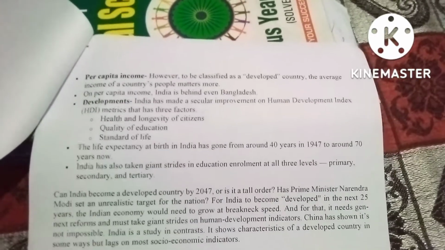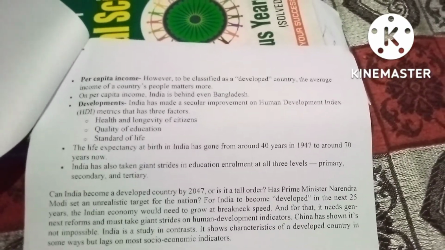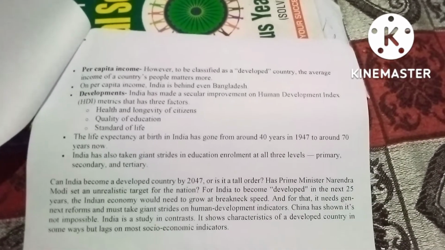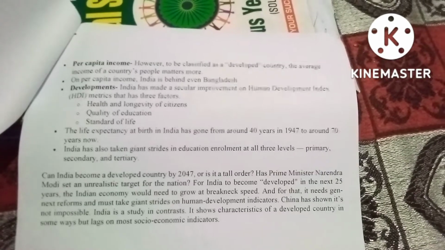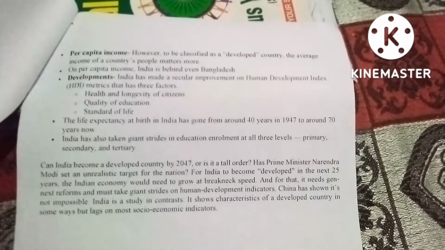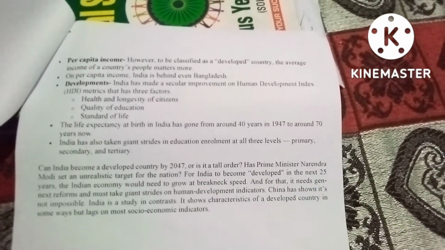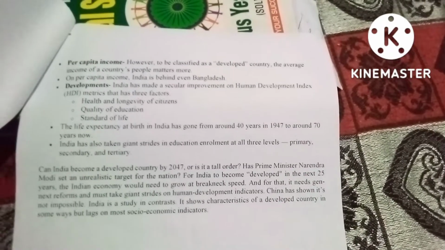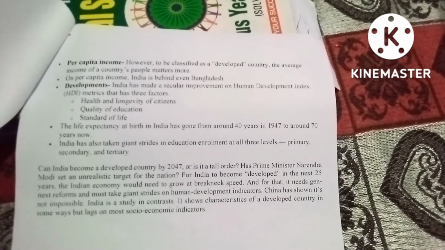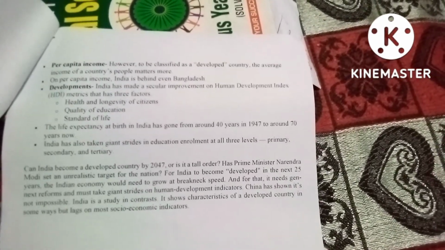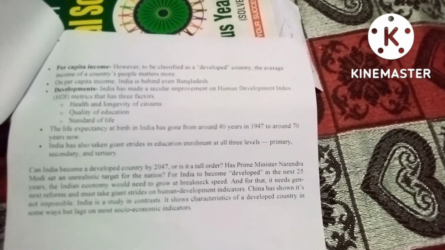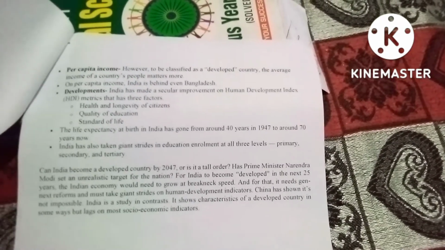Development: India has made a secular improvement on the Human Development Index metric that has three factors: health and longevity of citizens, quality of education, and standard of life. The life expectancy at birth in India has gone from around 40 years in 1947 to around 70 years now. India has also made gains in education enrollment at all three levels: primary, secondary, and tertiary.